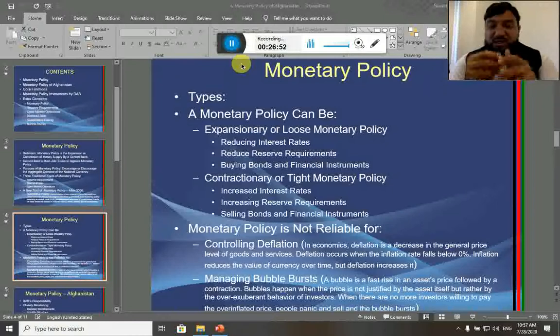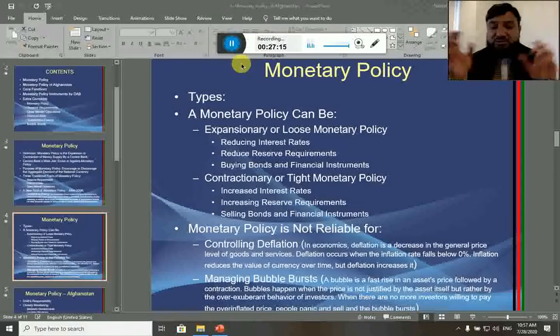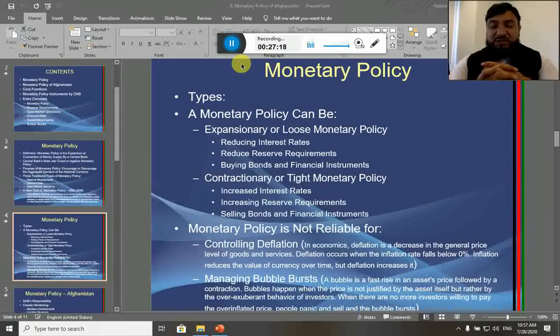Then there is another situation where monetary policy may not work, which is called a bubble burst. A bubble is basically a fast rise in an asset's price. That asset could be a financial asset, an international currency, or anything else, followed by a contraction. Contraction means a decrease in that price. When it increases, this is called a bubble. When the prices decrease suddenly, that's called a burst and contraction.